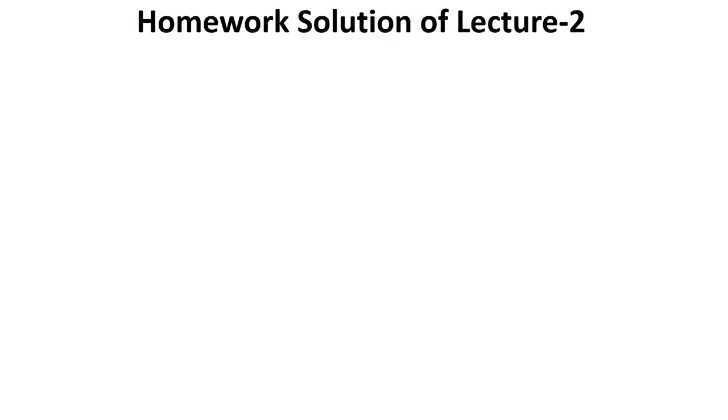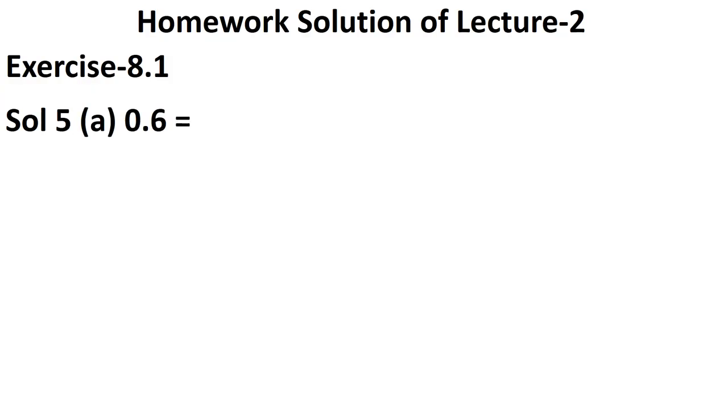Now let's move to the homework solution of lecture number 2. I have not done again all the parts. Okay, because all the parts are same. Question number 5 I have given. It is write the following decimal as fraction and reduce the fraction to the lowest form. Okay. Now see, you can check the solutions from here.